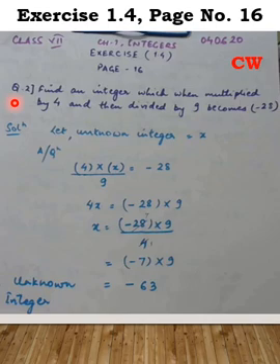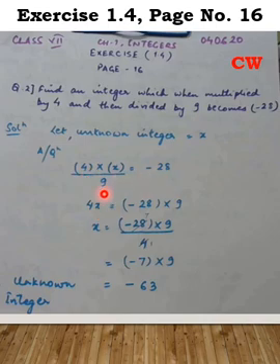Question number 2 says, find an integer which when multiplied by 4 and then divided by 9 becomes minus 28. So they are asking us to find an integer. Let us assume the unknown integer is x. Now according to the question, which when multiplied by 4, so 4 is multiplied with x and then divided by 9 gives us minus 28. This is the equation formed. 4 into x divided by 9 is equal to minus 28.